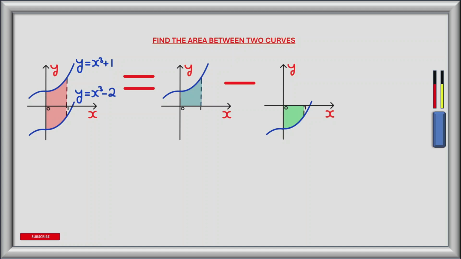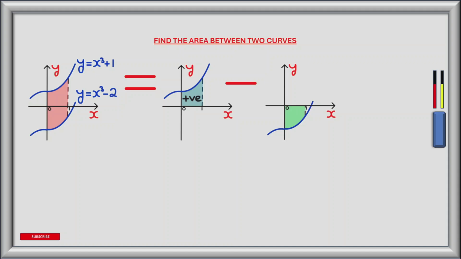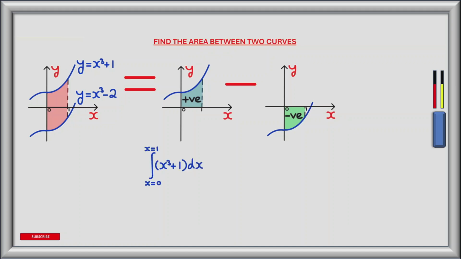And understandably so, as this is not intuitive. So let's take a look at why this is so. The area of the blue shaded region is a positive value, as the area is above the x-axis, and the area of the green shaded region is a negative value, as the area is below the x-axis. So subtracting the green shaded region from the blue shaded region effectively adds the two areas together, as two negatives make a positive.